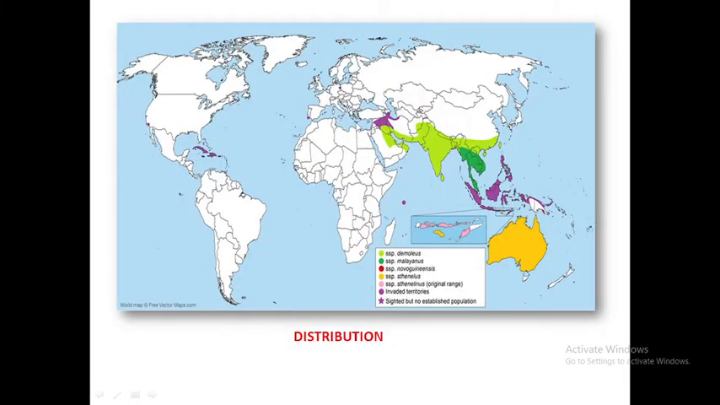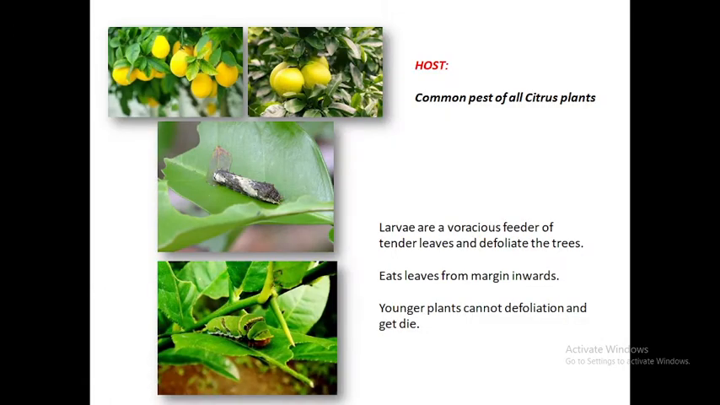Now, if we study its distribution, then the colored area indicated here is the area occupied by this pest. Obviously, the Asian region, the Southeast Asian region, is already caught by this pest. Now, what are the different host plants? Actually, all the common plants belonging to the citrus variety are hosts, it is the common pest of all the citrus plants, and these are the different stages of this pest.